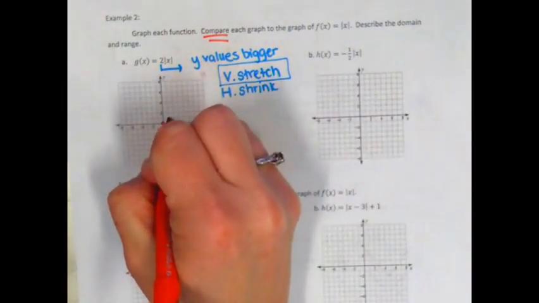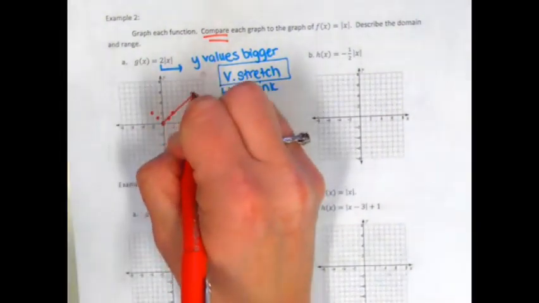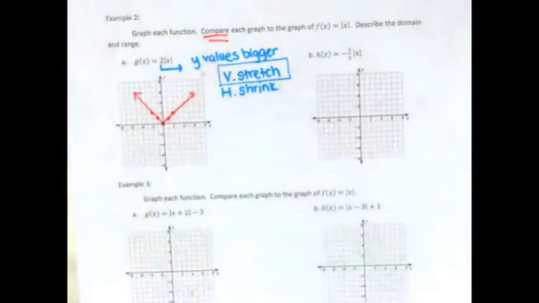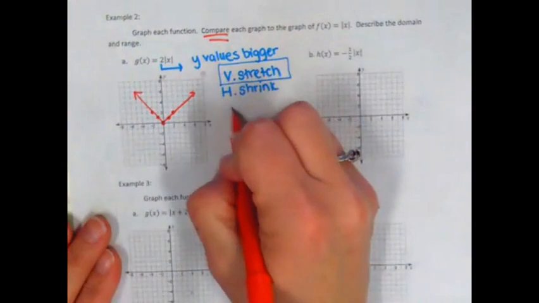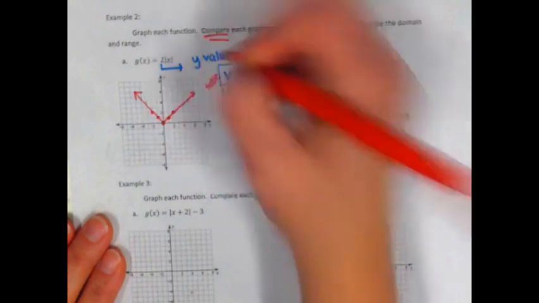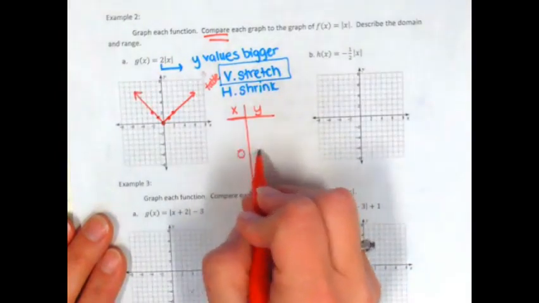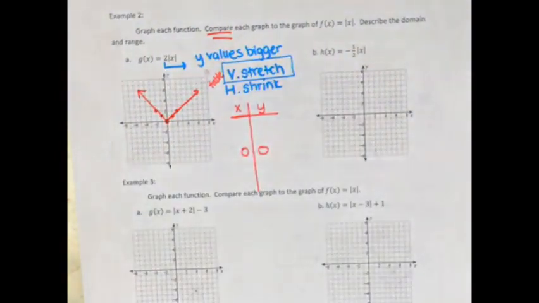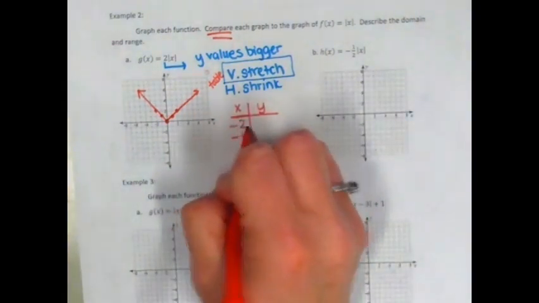So (0, 0), (1, 1), (2, 2), (-1, 1), (-2, 2), okay? So here is my parent function. Is everyone okay with that? Now, we can't just count here, can we? We actually have to do a little bit of math. When we have a vertical stretch and shrink, we have to make a table, no matter what. So again, my vertex is going to stay (0, 0), because do we have an H or K? No. So now we're going to plug in 1, 2, -1, -2.